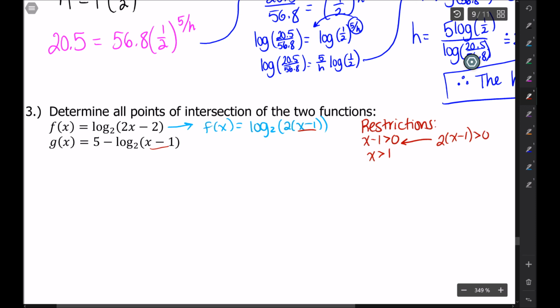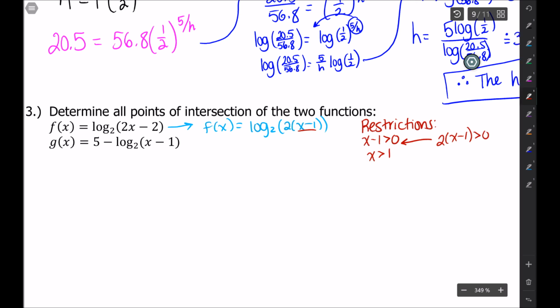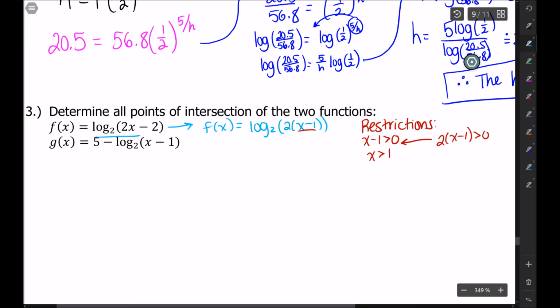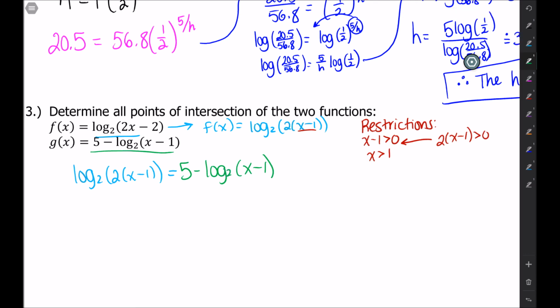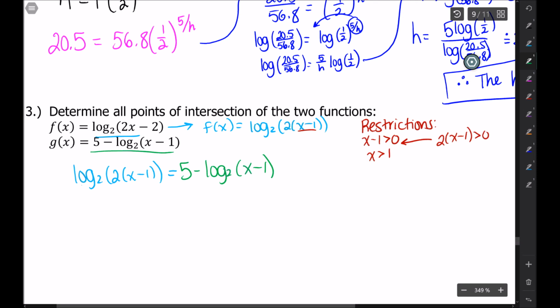So now, if I want to solve my equation right here to see where they're going to intersect with each other, all I need to do is set my two sides equal to each other. So I'm going to say log base 2 of 2 times x minus 1 is equal to 5 minus log base 2 of x minus 1. Now this is where things get a little bit harder because I've got log base 2 here, log base 2 here, but I don't have log base 2 here.